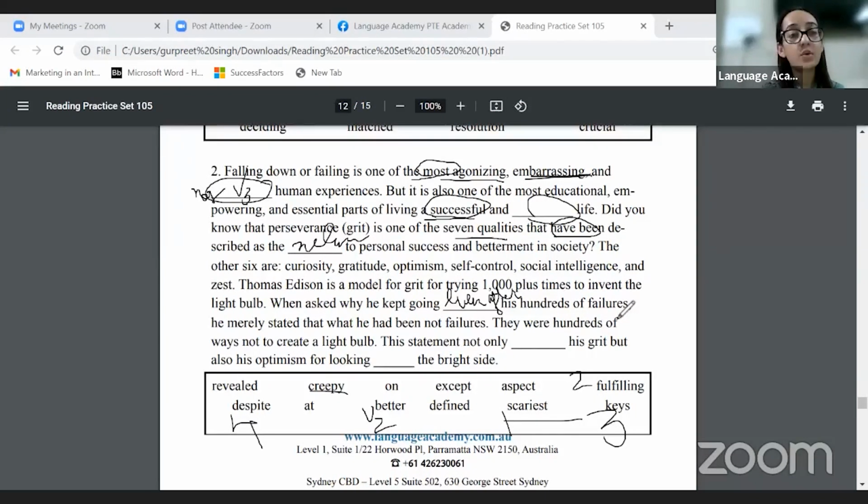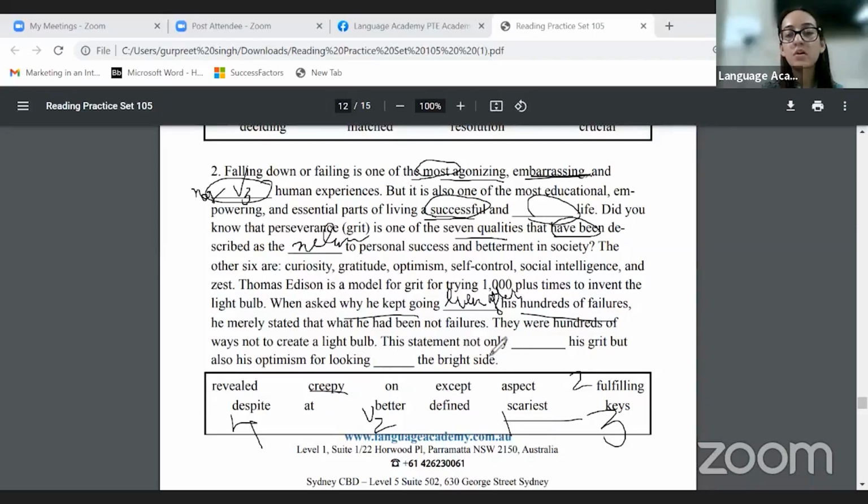We know that despite comes when there are two contrasting pieces of information. One side we have hundreds of failures, and the other side we are saying he kept on trying. So obviously this is a contrast. He merely stated that what he had been, not failures, grammar mistake. There were hundreds of ways not to create a light bulb.